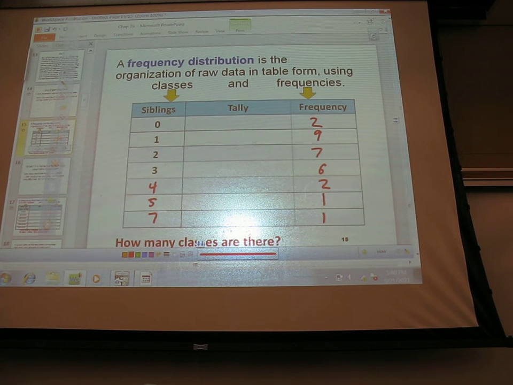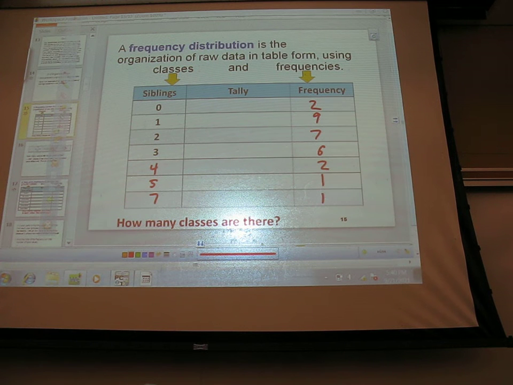Here's the deal. I'm missing a 6. I can't go 0, 1, 2, 3, 4, 5, 7 and skip 6. So there's really an indivisible class and there are 6. How many people have 6 siblings? 0. Does that make sense? How many people have 3 siblings? 6. 4 siblings? 2. 5 siblings? 1. 6 siblings? 0. 7 siblings? 1. So you can't leave gaps in there. So there's actually 8 classes. Good? Okay. It's really worked out nicely there.